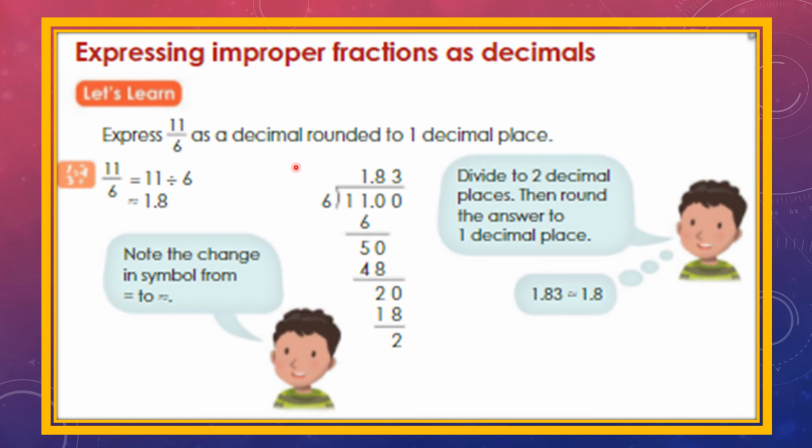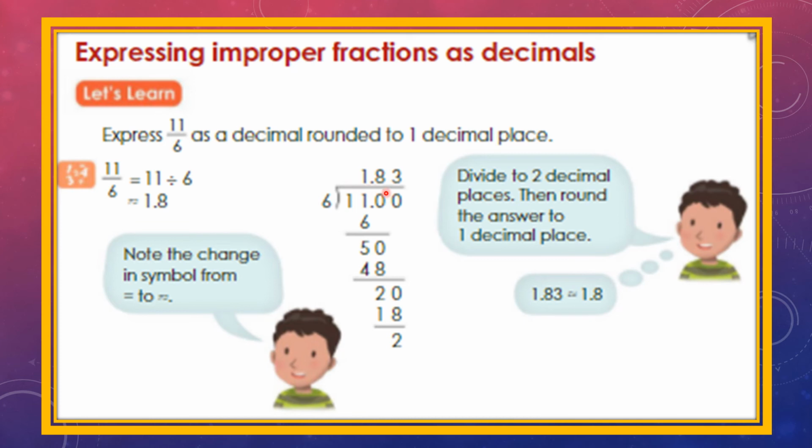In this slide, class, we'll be learning how to express improper fractions as decimals. So we have here: express 11 over 6 as a decimal rounded to 1 decimal place. So 11 over 6, divide this. 11 divided by 6, the answer will be 1.8. And we can also do this in the long division method.